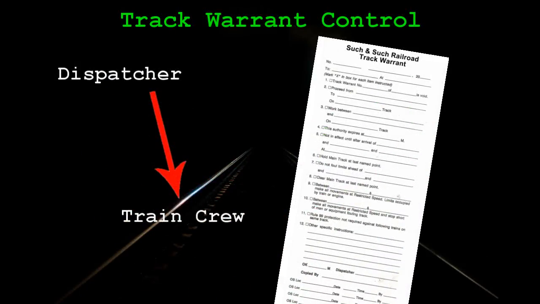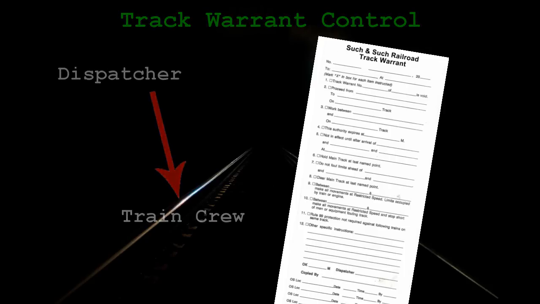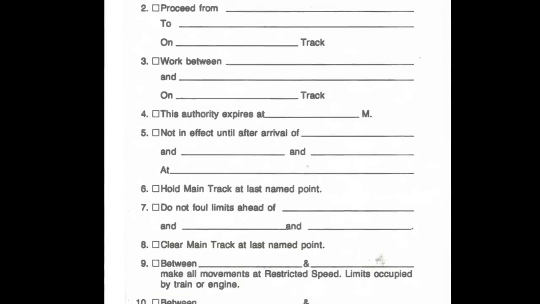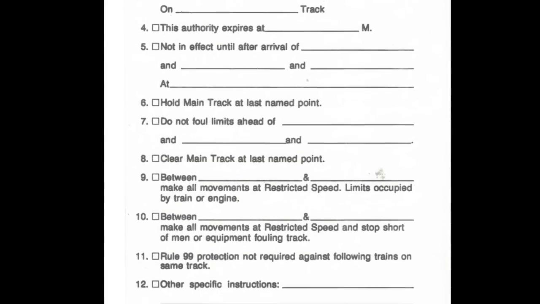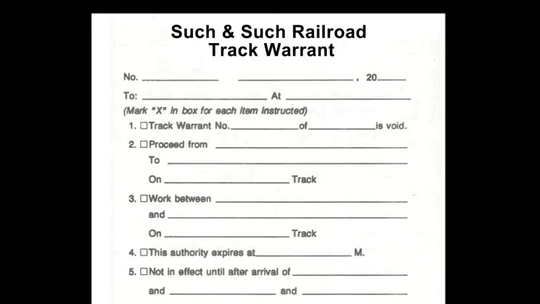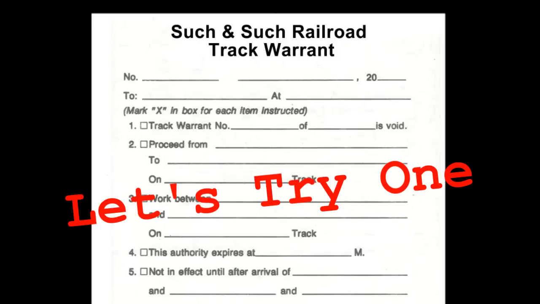You with me? Well, within track warrant control territory, the communication is directly between you and the dispatcher. You see, in track warrant territory, direct verbal communication is the only way to get this authority. You see where I'm going with this? This can make operations on your layout very interesting. Okay, let's get this party started. We're going to copy a track warrant.